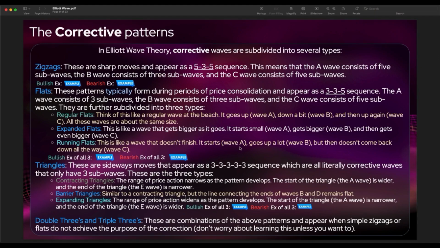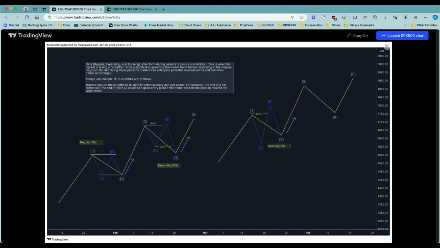It starts at wave A, goes up a lot, that would be wave B, and it doesn't come back down all the way to wave C. Now I'm going to show you what I mean, okay? Okay, so flats, again, regular, expanding, and running.